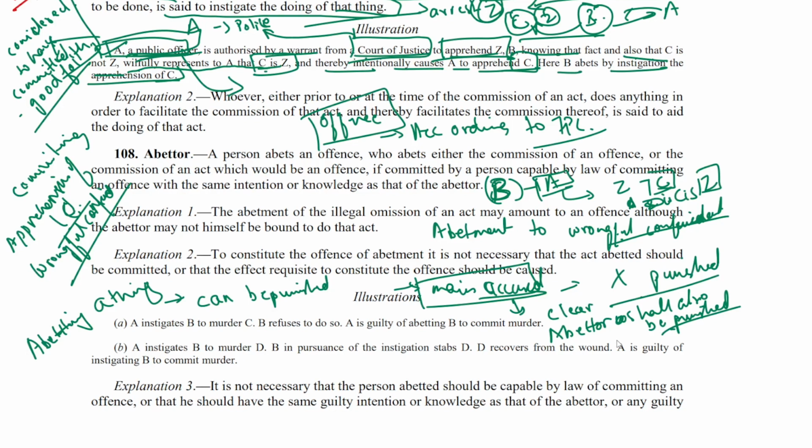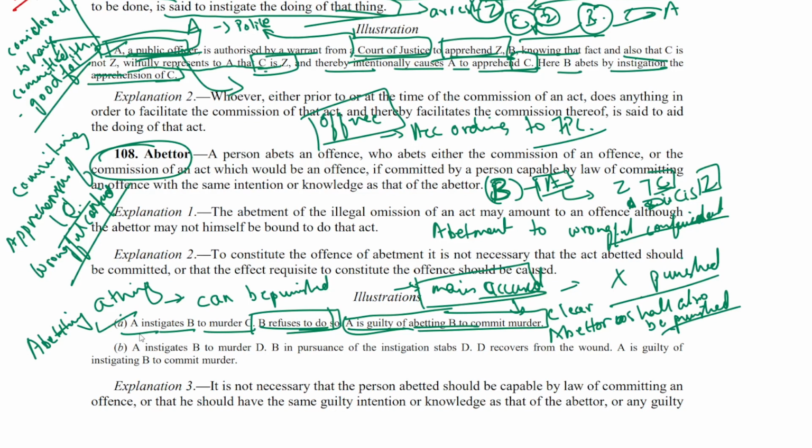Now under section 108, it has been defined what an abettor is. We will just see this illustration. A instigates B to murder C. B refuses to do so. A is guilty of abetting B to commit murder. In the same way, in my previous example, my friend has some jealousy with Rahul and I instigated my friend, and because of that instigation my friend started beating Rahul, then obviously both of us will be considered liable.